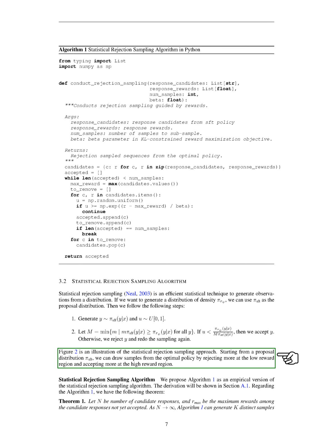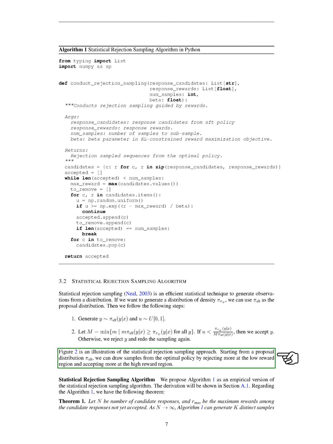Section: Statistical rejection sampling algorithm. We're introducing a new algorithm, which is a practical version of the statistical rejection sampling algorithm. This algorithm is designed to generate a certain number of unique samples from a specific distribution. The algorithm's effectiveness is determined by the number of potential responses and the highest reward among the responses not yet accepted. As the number of potential responses increases, the algorithm's ability to generate unique samples also increases.